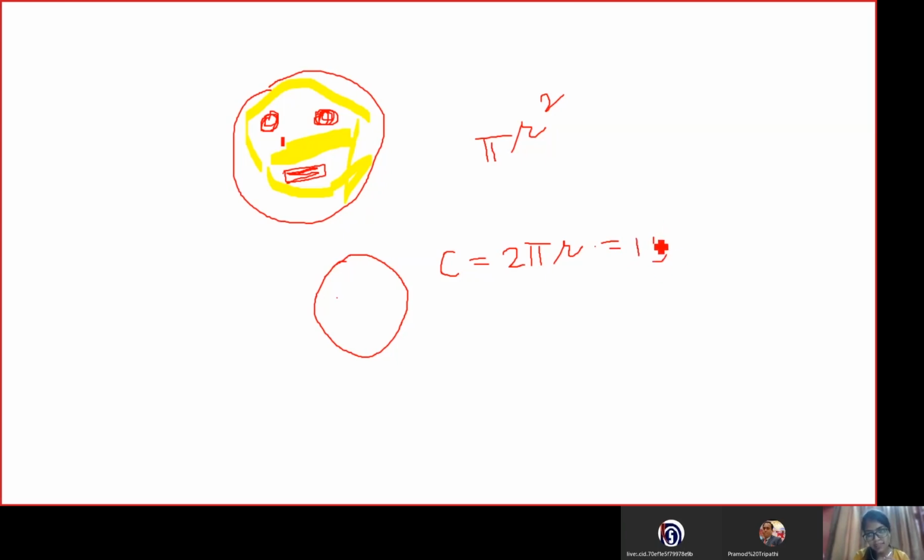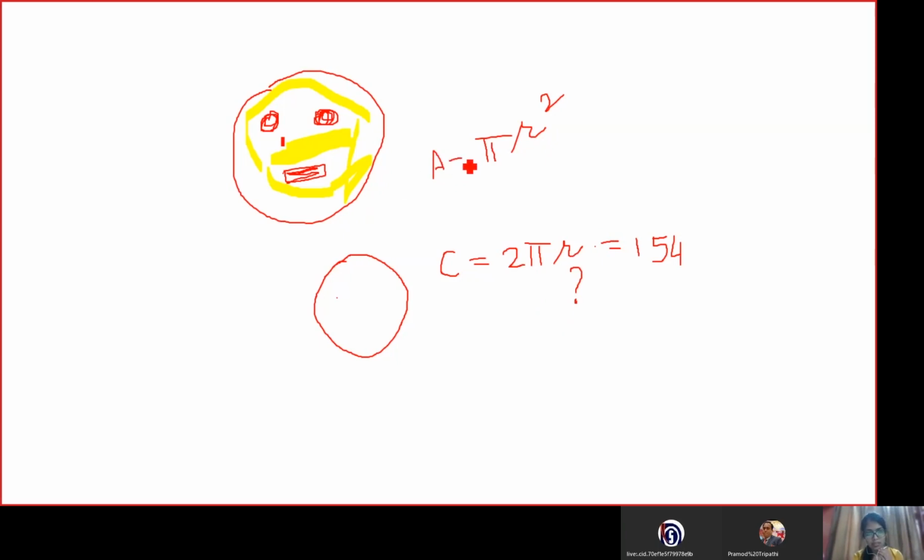I'm sure you all know how to calculate the value of the radius. Substitute the value of pi and cross multiply. So the value of the radius will come. Okay? And once you get the value of the radius, can you find out the area? Area will again be found out using this formula pi r square.